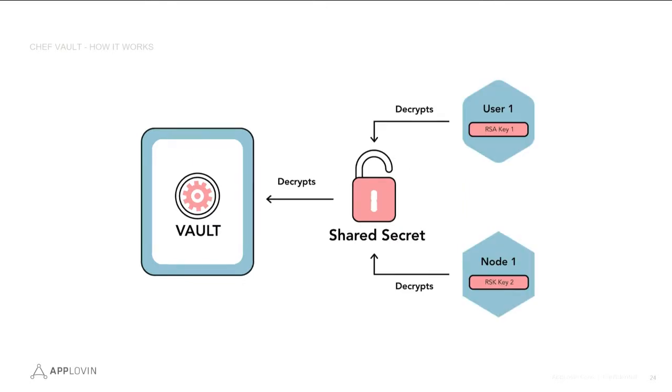So basically, what's happening is there's a 2-layer protection. Using the public keys for your users or your nodes, it basically encrypts a shared secret. And that shared secret is also used to encrypt your actual data in the vault. So twofold protection: you have encryption via RSA key and also encryption via shared secret.